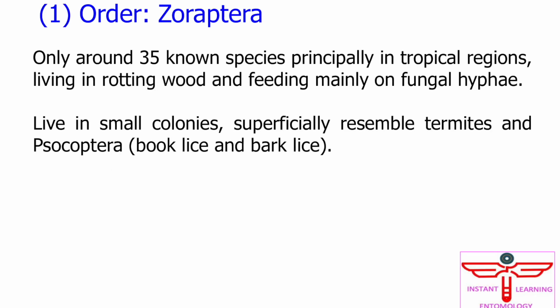Order: Zoraptera. Only around 35 known species, principally in tropical regions, living in rotting wood and feeding mainly on fungal hyphae. Live in small colonies, superficially resemble termites and Psocoptera that include book lice and bark lice.